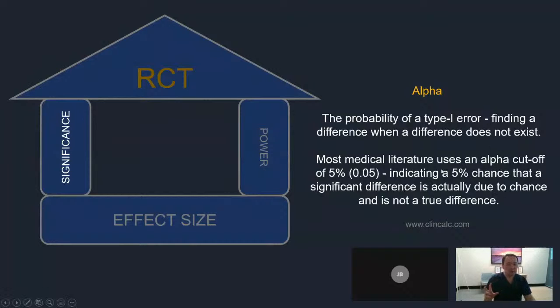In RCTs you use 2 different significance levels: 5% or 1%. The minimum should be 5%, which indicates a 5% chance that a significant difference is actually due to chance. It's not a true difference. So we accept a 1 in 20 chance of finding a difference when a difference does not exist. That's not great, but that's kind of acceptable. Scientific research cannot guarantee 100% accuracy, but we accept that we can make a mistake in 5% of the cases if we put the significance level at 5%.